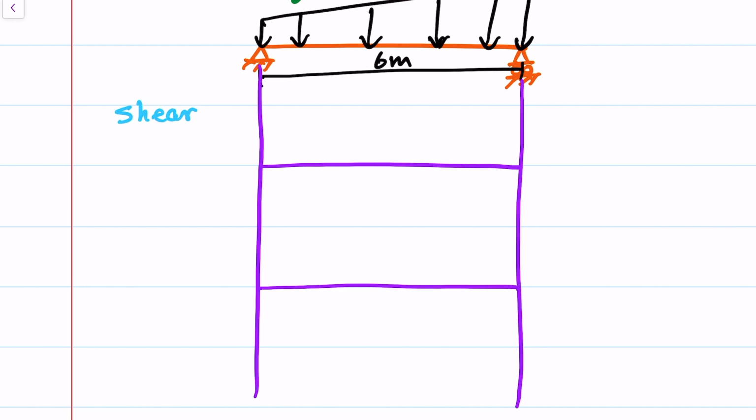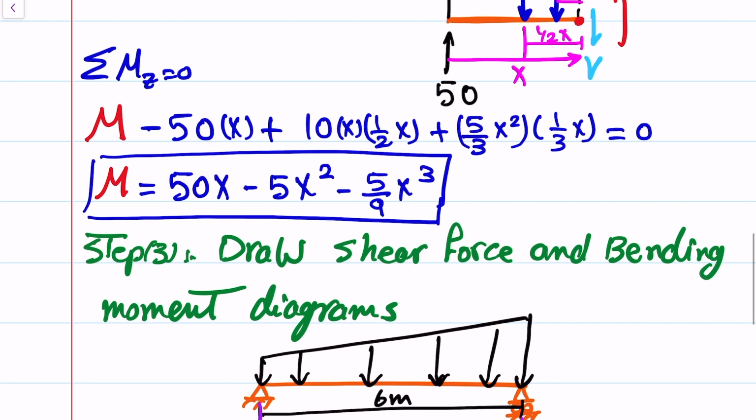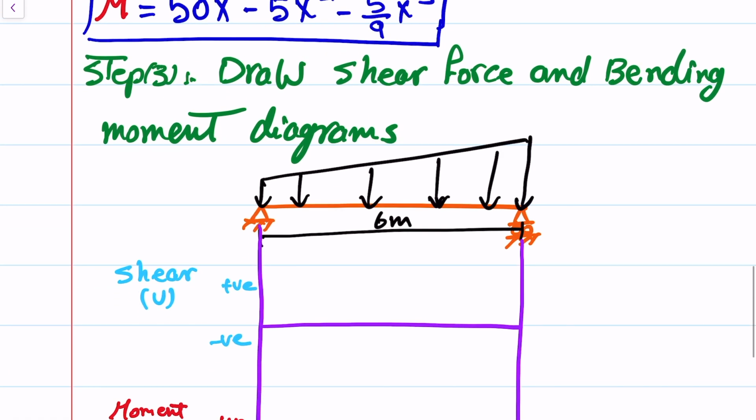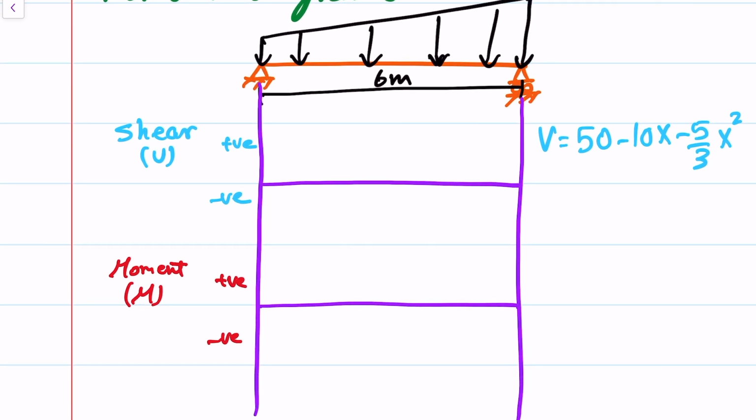Shear, V, positive, negative, moment, M, positive, negative, and the equations were the shear equals 50 minus 10x minus 5 over 3 x squared, and the moment was 50x minus 5x squared minus 5 over 9 x cubed.